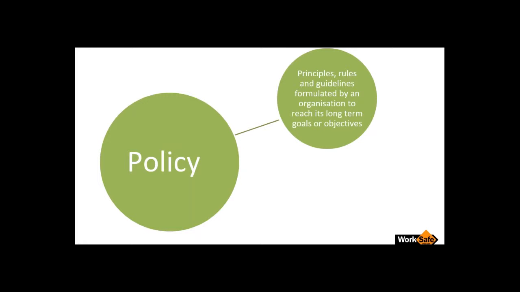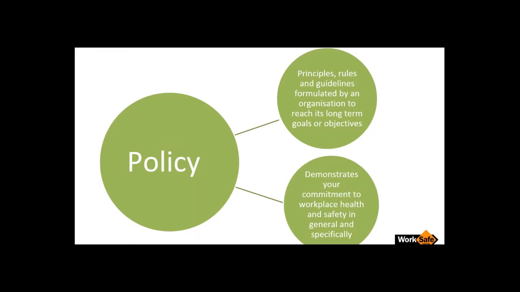So in general, a policy is formulated by an organisation to define or help them understand what the rules or guidelines are to make sure that it's able to reach its long-term goals. So that's just a dictionary definition of what a policy is. But as far as workplace health and safety is concerned, it demonstrates your commitment to workplace health and safety in general, because your workplace should have a workplace health and safety policy, an overarching policy, but then there will be policies that are specific to particular areas of activities that you undertake.